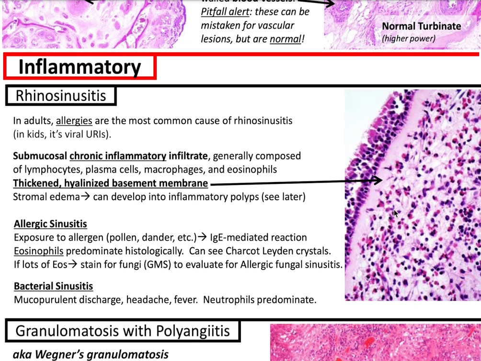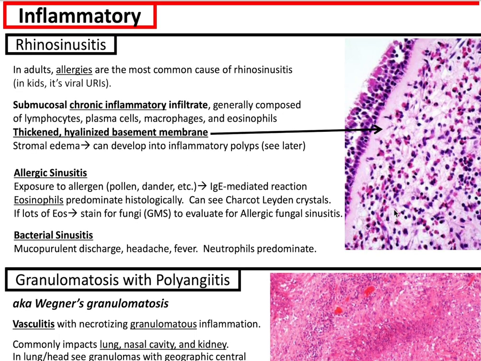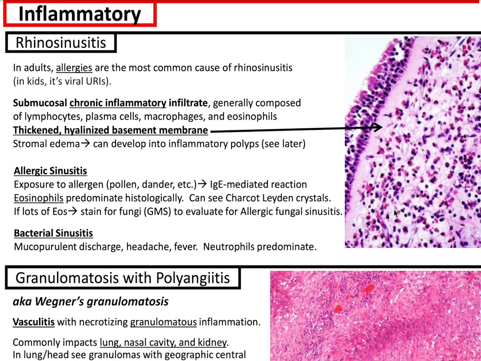Now, let's talk about inflammatory. Rhinosinusitis. In adults, allergies are the most common cause of rhinosinusitis. In kids, it's viral upper respiratory infections. Histologically, you'll see a submucosal chronic inflammatory infiltrate composed of lymphocytes, plasma cells, macrophages, and eosinophils. And additionally, as you can see here, you have this thickened, hyalinized basement membrane. And stromal edema, if it's present and prominent, can develop into inflammatory polyps, which will be covered later.